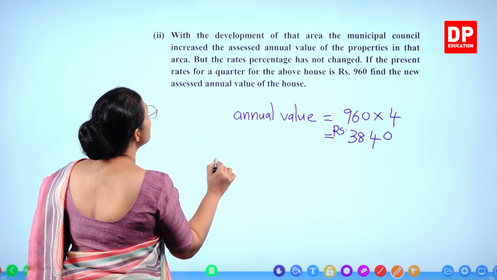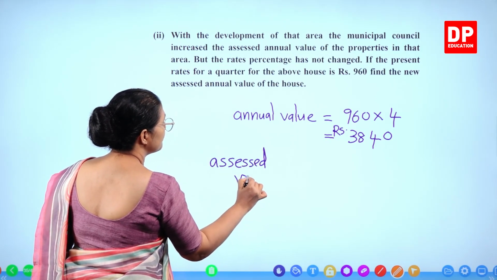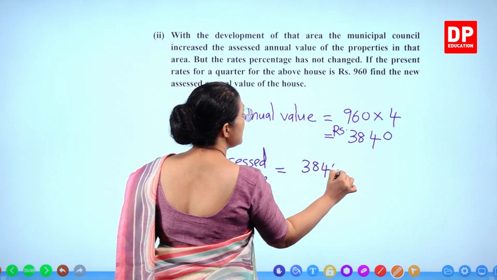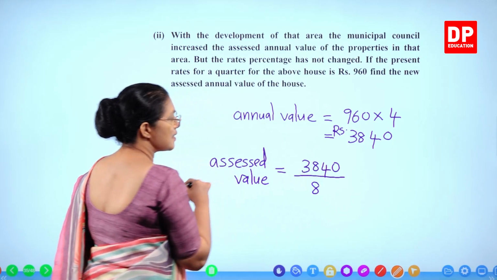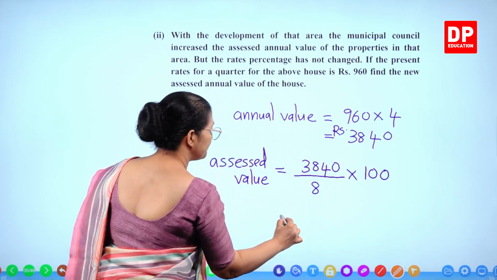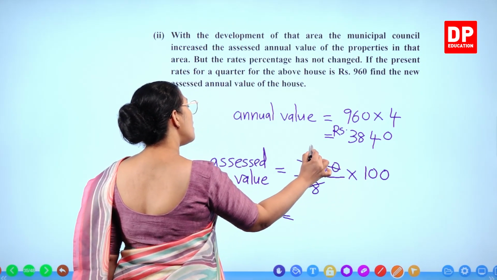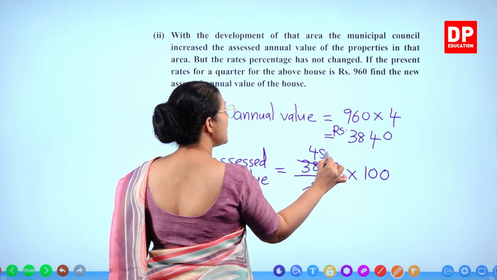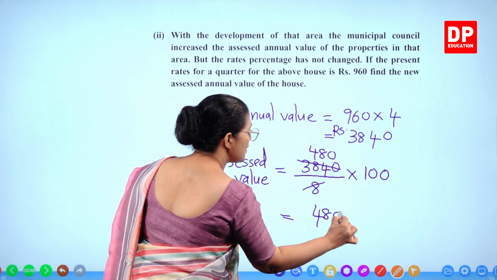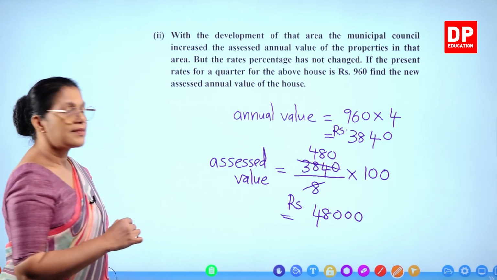So the assessed value becomes, this 3,840 is the 8% value. What about 100% value? 8 times 432, 8 times 8, 64. So 4,830 zeros, 48,000 is the new assessed value.